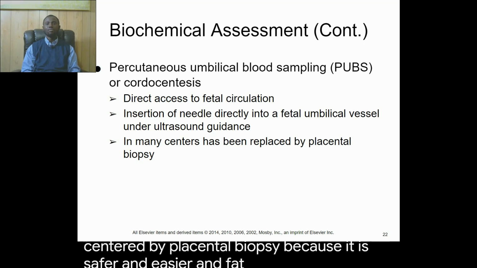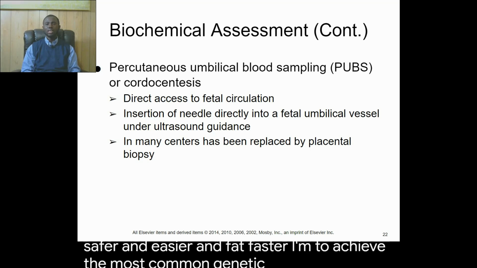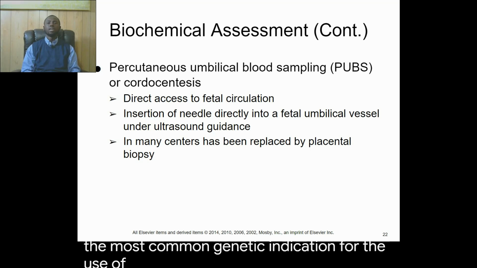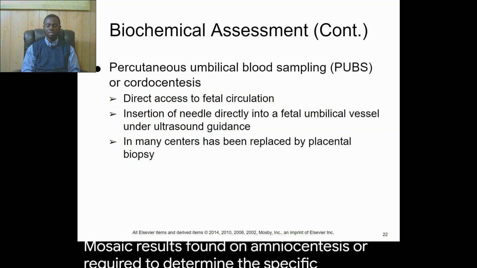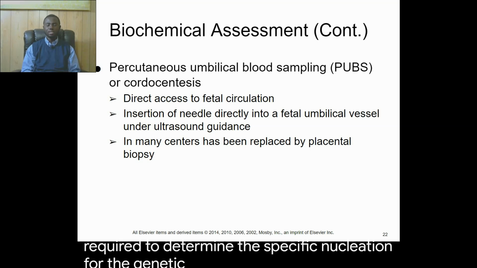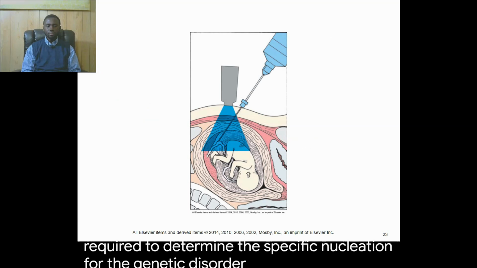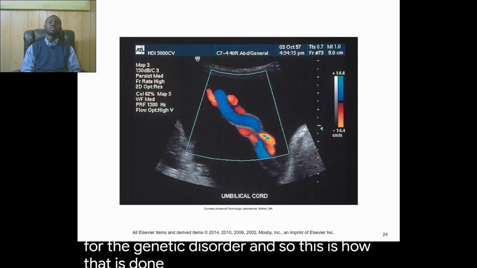and faster to achieve. The most common genetic indication for the use of the PUBS is evaluation of mosaic results found on amniocentesis or CVS, when a sample of fetal blood is required to determine the specific mutation for the genetic disorder. And so this is how that is done.